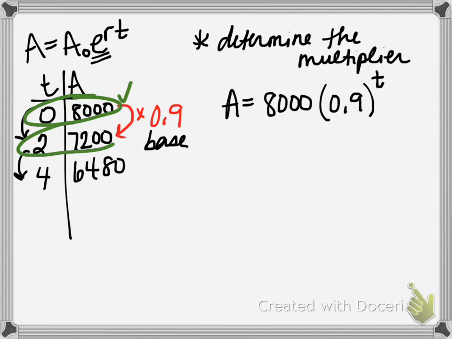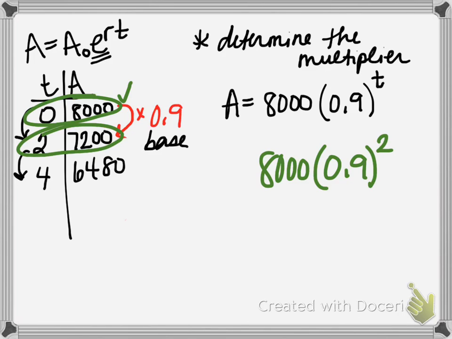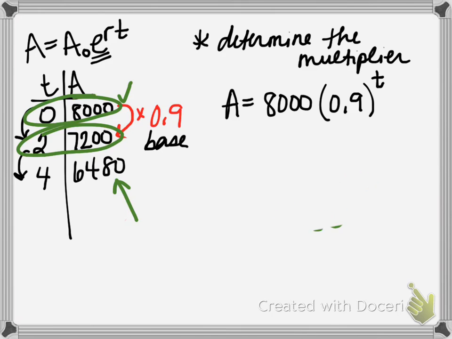All right, now look at your second ordered pair. A time of 2 should give us 7,200. So in other words, 8,000 times 0.9 raised to the second power, we need that to equal 7,200. But if you use your calculator and test that, you're not going to get 7,200. You're actually going to get 6,480, which was the value we needed next. And what this tells you is that you have to adjust your exponent. So in this case, because our time values were going up by 2 each time, then my exponent here needs to be t divided by 2.